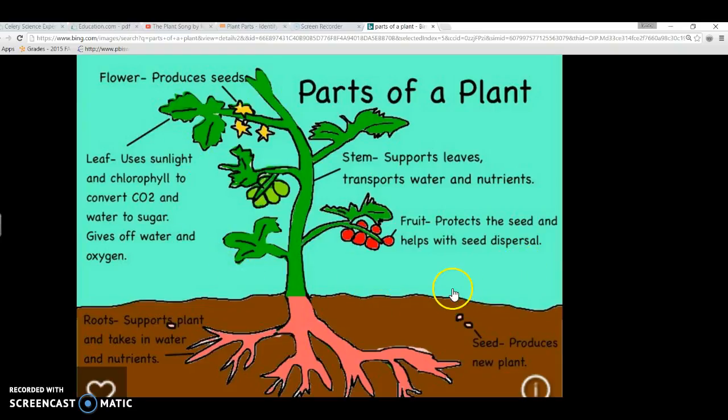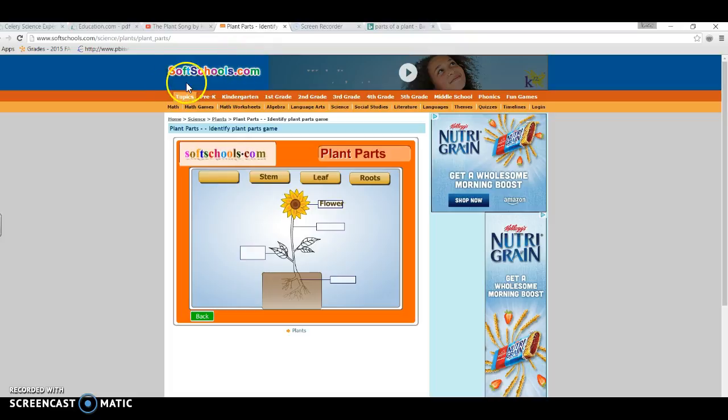And now that you know all this new information about plant parts, I want you to go to this website right here, which is called softschools.com. And then when you get to softschools.com, I want you to play this small little game right here. So when you start, you have a screen like this.